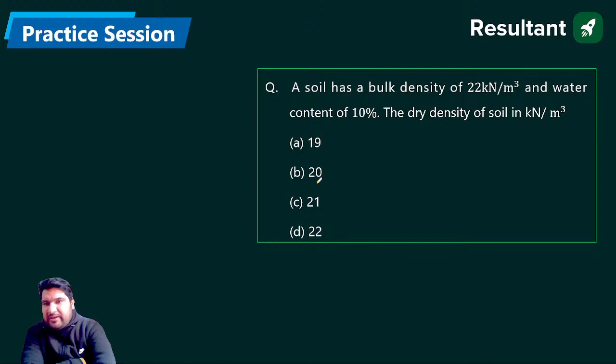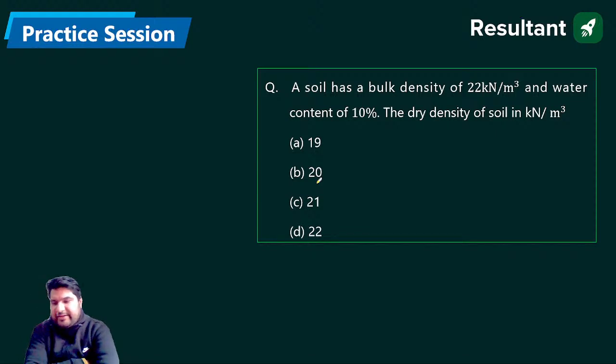So we have a soil sample. B is the answer. Anyone else? A soil has the bulk density of 22 and the water content is 10%. The dry density of the soil is.